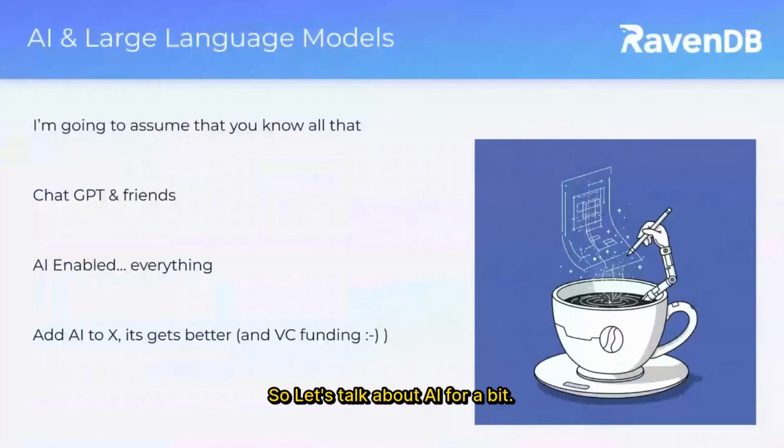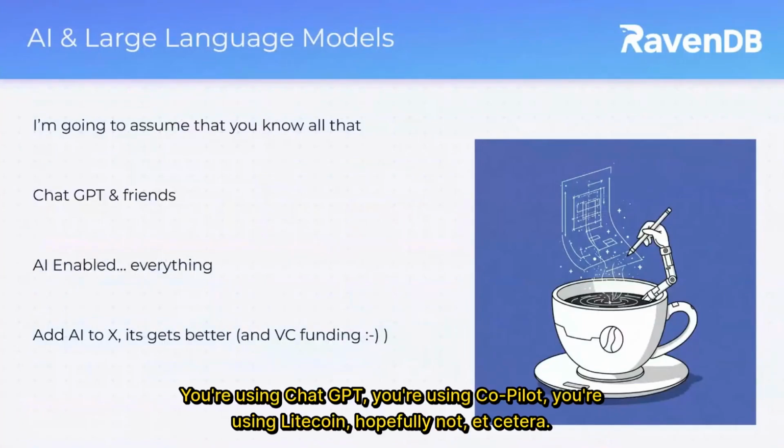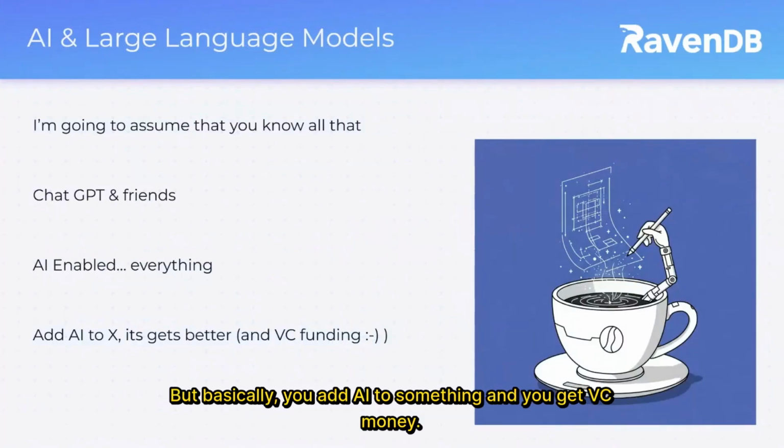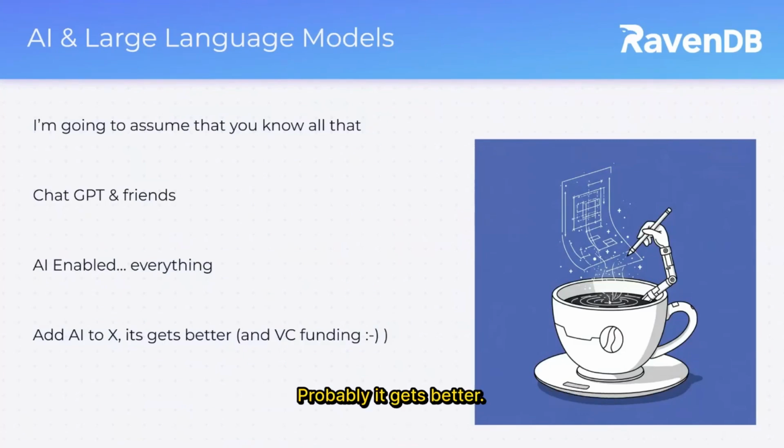So let's talk about AI for a bit. Well, you know that. You know everything about it probably. You're using ChatGPT, you're using a Copilot, you're using live coding, hopefully not, etc. But basically, you add AI to something and you get VC money and probably it gets better.